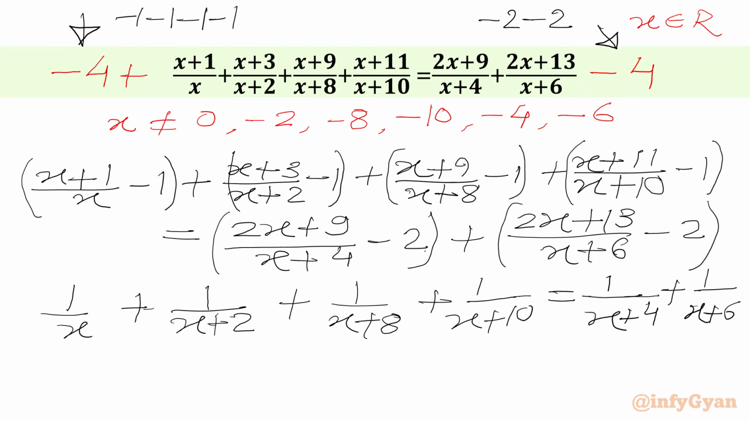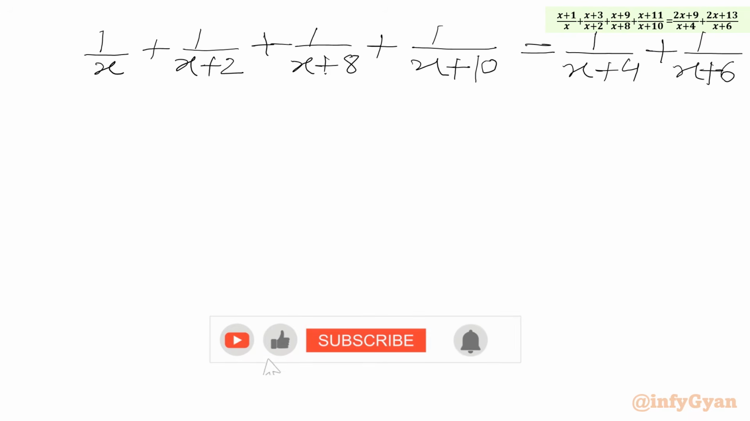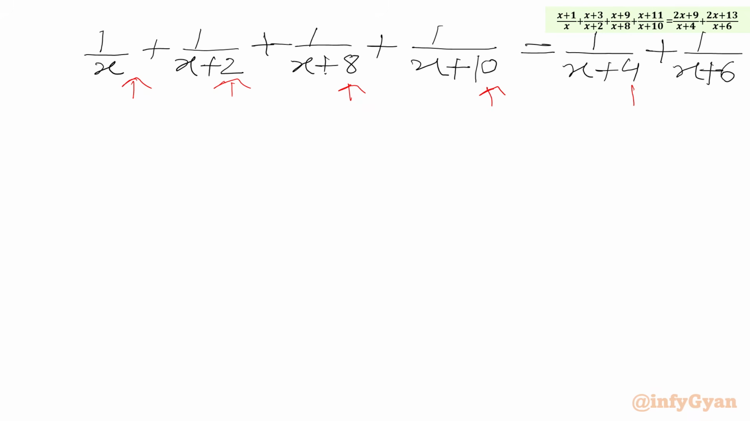Now we will be using substitution. So let me write our equation here. Now we have 0 here, 2 here, 8 here, 10 here, 4 here, 6 here. So our middle point would be x plus 5. I will consider the substitution x plus 5 equal to a, so we will write our equation in variable a.